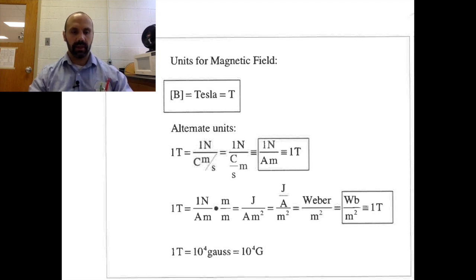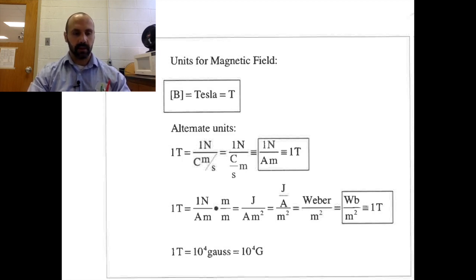So our main unit that we're going to use is a Tesla. And a Tesla is 1 Newton per amp meter. So 1 Tesla is 1 N over A-m. You can see that a Weber is a joule per amp, so it's how much energy there is per amount of current, and that's over area. A Weber we'll talk about later.